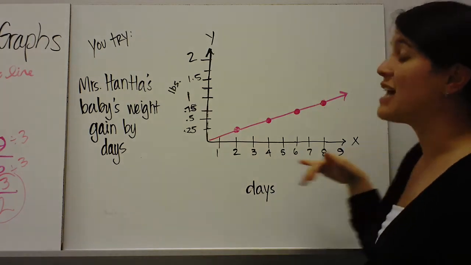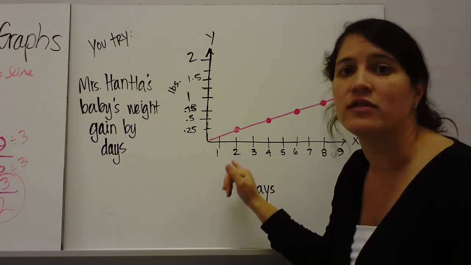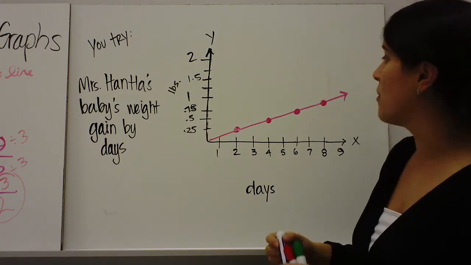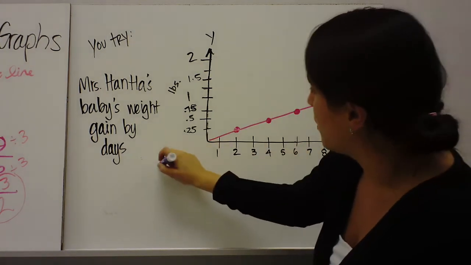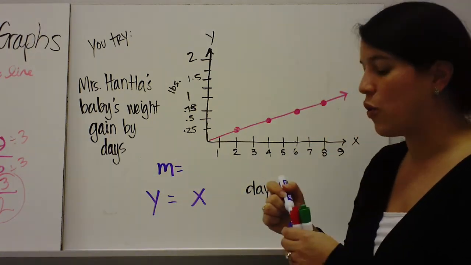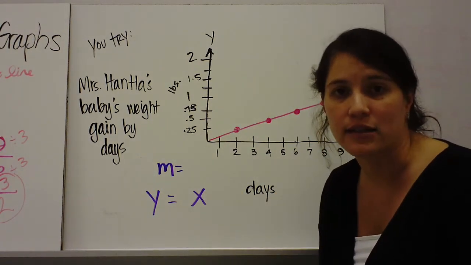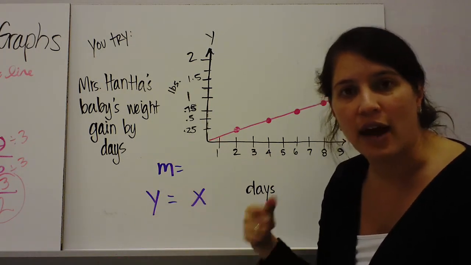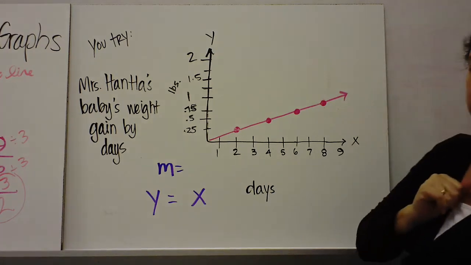And then these are the number of days. So when my baby is 1 day old, 2 days old, 3 days old, all the way through 9 days old. And I want you to come up with, first you have to find the slope. And then you have to put it into the equation for y equals mx. So find the slope, put it into the equation, press play when you're ready. So pause it, work it out, and then press play.